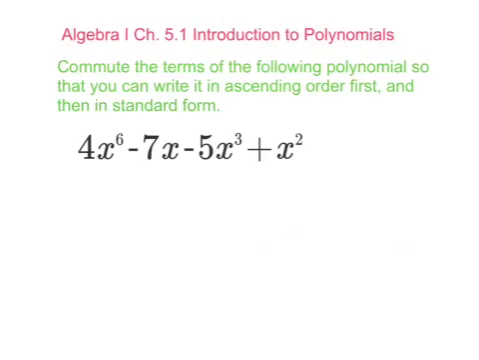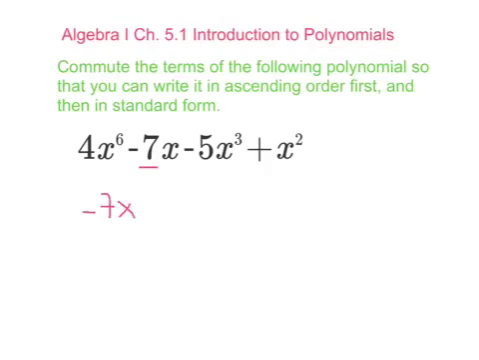In this last exercise, we are asked to write this polynomial first in ascending order and then in standard form. So first in ascending order, all we need to do is to commute these terms. So here we go. Ascending order first, so from smallest to biggest. Okay, what's the smallest power here? The smallest term seems to be negative 7x, right? So we will write it like this. In ascending order, it would be negative 7x.